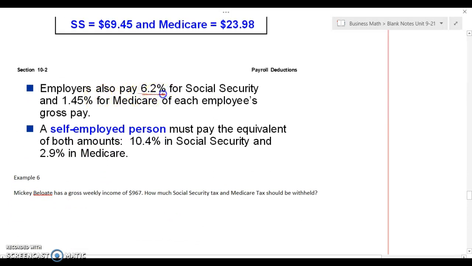Employers also pay 6.2% for Social Security and 1.45% for Medicare. And a self-employed person has to pay both 10.4% for Social Security and 2.9% for Medicare. So you're multiplying them by 2 compared to an employer. Employer pays 6.2%, self-employed pays 10.4%, and then Medicare 1.45%, self-employed pays 2.9%.